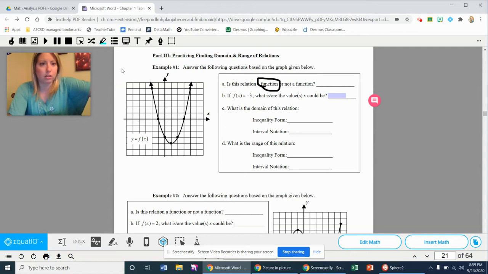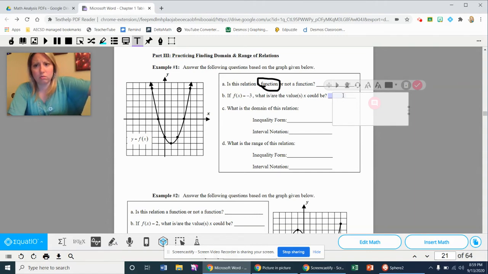So what are the values that x could be? 0. I need to input typewriter. There we go. 0. There we go.